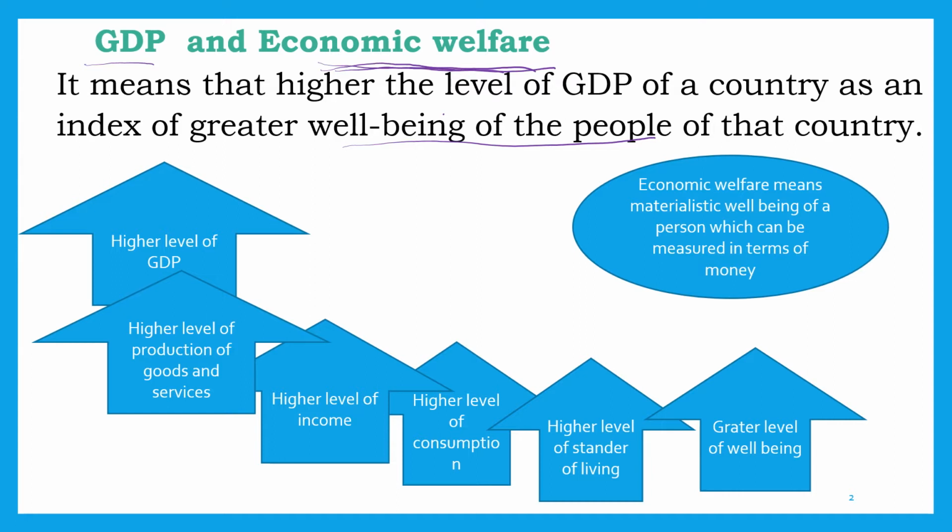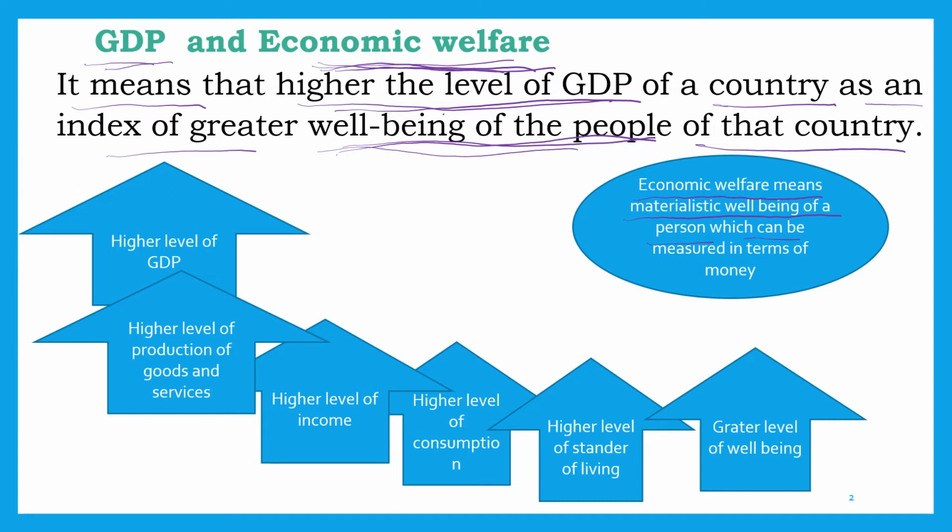Now, what is the relationship between GDP and economic welfare? The higher the income, the higher will be the well-being of a person. So here you can see that the higher the level of GDP of a country, the greater the well-being of people of that country. What do you mean by economic welfare? It means the materialistic well-being of a person which can be measured in terms of money. And you know what GDP is? As I told, it is the aggregate value of final goods and services produced in the economy.